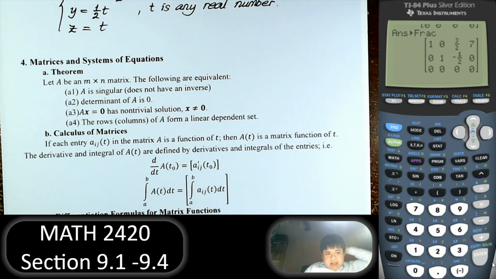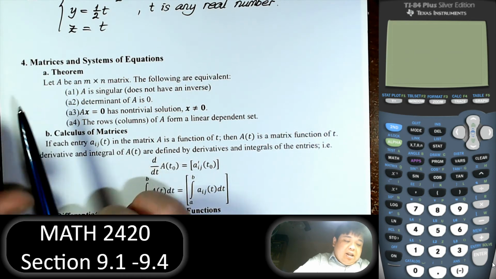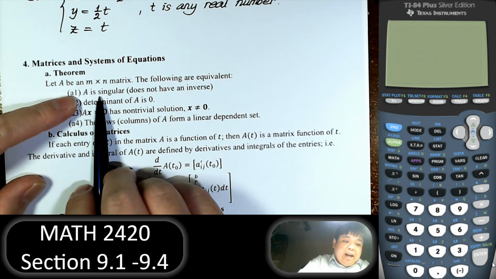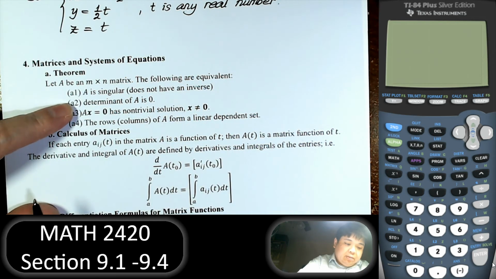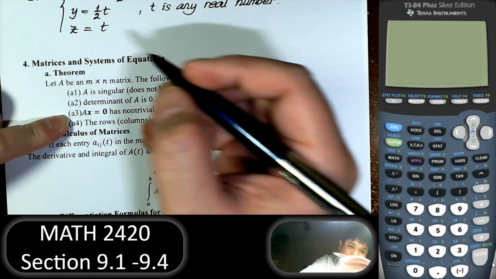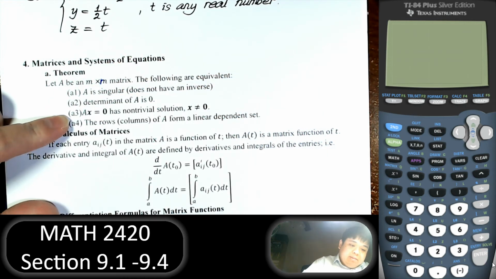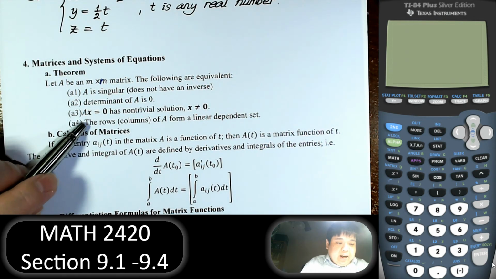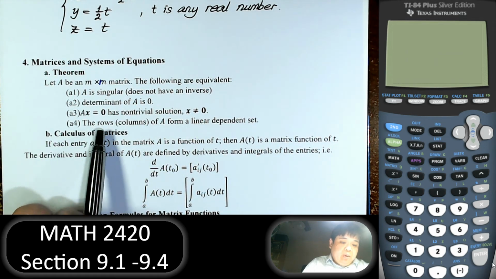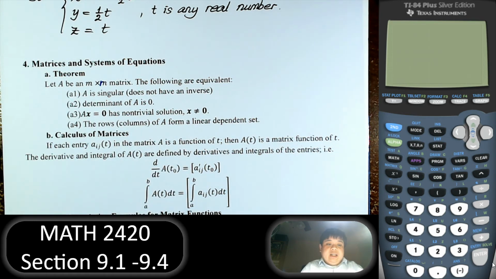Right. And next we just go over all of the theory. We'll revisit this a little more in a later section, but here it is. Alright, matrices and systems of equations. If A is an n by n matrix, the following are equivalent. A is singular, doesn't have an inverse. Determinant of A is 0. By the way, this would be an n by n, so a square matrix. Ax equal to 0 has a non-trivial solution, and the rows or the columns of A form a linearly independent set.